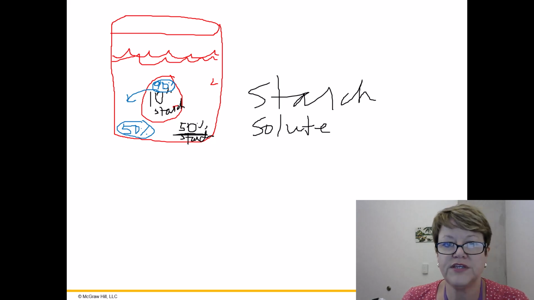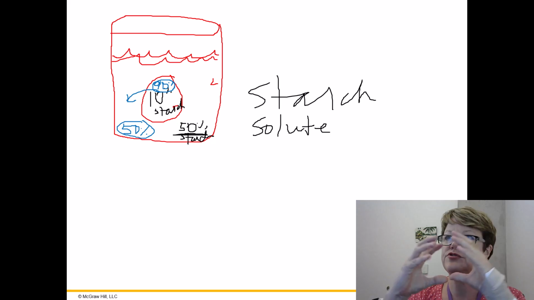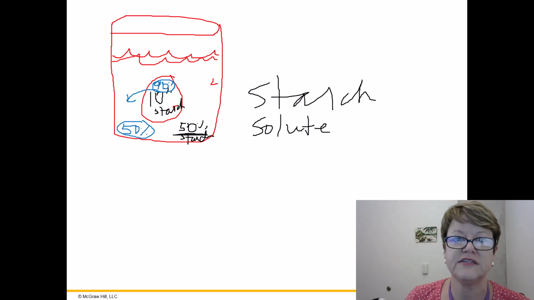So osmosis will go from the inside of the cell outward, and the cell will shrivel up. It will lose weight, it will shrink.